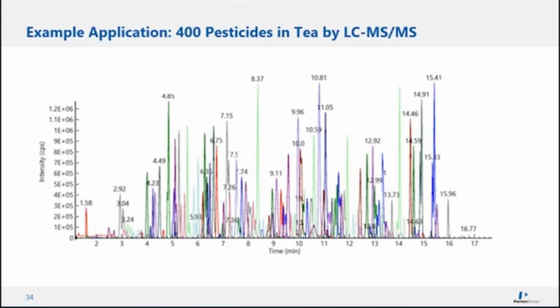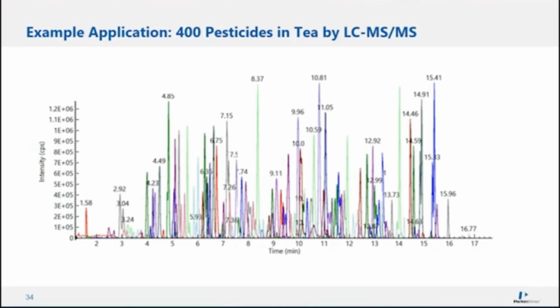This is an example of a chromatogram from a triple quadrupole mass spectrometer. As you can see, it looks much busier than the previous chromatograms I've shared, but that is because of the density of information here is much greater. Each color represents an individual pesticide in a tea sample, and as you can see by the title, there are 400 pesticides present in this particular chromatogram.